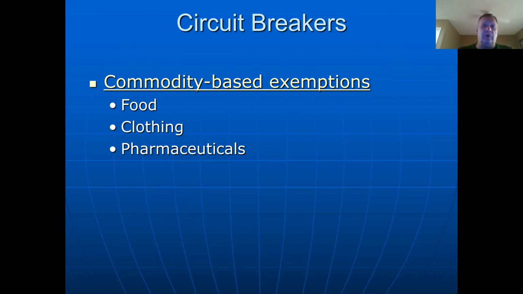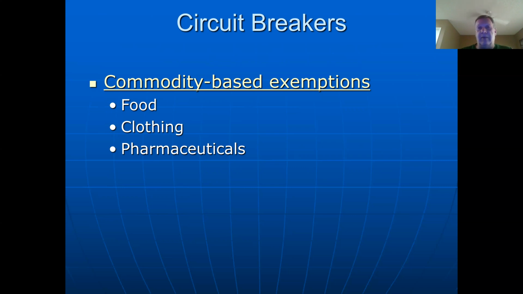Upper income individuals tend to have a lot more disposable income than lower income individuals. So if you do not exempt things like food and clothing and pharmaceuticals from that general sales tax, it will end up being very regressive in nature. Every state will have their own set of commodity-based exemptions. Some states are very generous.